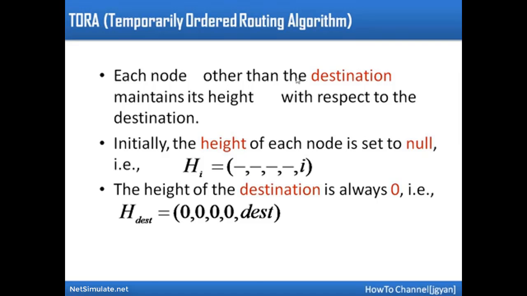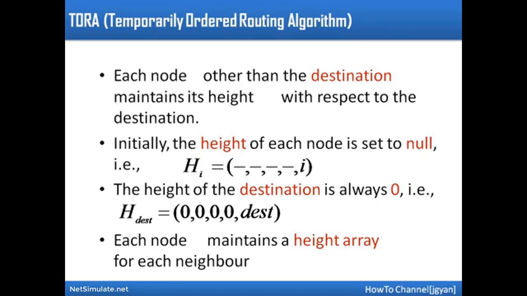So each node other than the destination maintains its height. We can say that in the Temporally Ordered Routing Algorithm, every node maintains an array of heights, and that array actually contains the height of every neighbor. So this height information for every neighbor is stored in the array.